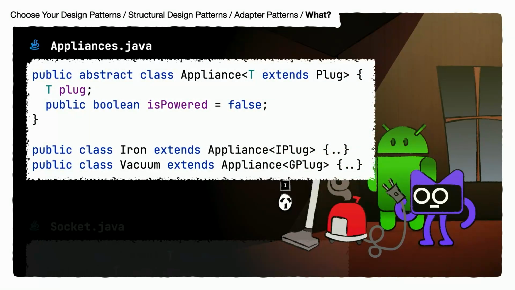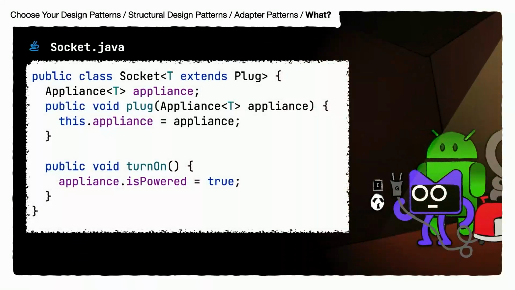And down here, we have an appliance class. So each of the appliances can have a certain kind of plug in it, and it can also be either powered on or powered off. And here, I also have 2 different kinds of appliances, like an iron and a vacuum. And also have a socket. This is where you plug in your appliance, which takes in appliance, and also it can be turned on. When you turn on the socket, it'll also turn on the appliance if it has any. I just realized this is going to throw a null exception. Oh, well.